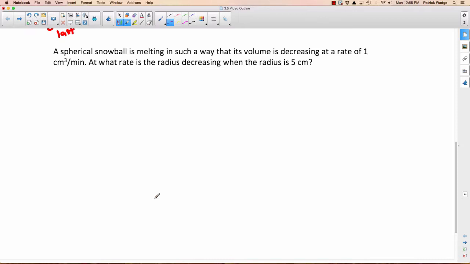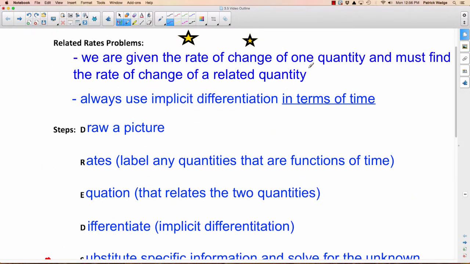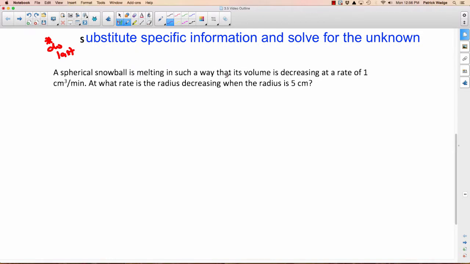So the first one says, a spherical snowball is melting in such a way that its volume is decreasing at a rate of 1 centimeter cubed per minute. At what rate is the radius decreasing when the radius is 5 centimeters? Okay, so remember, all these questions, they're looking at two things where we're given the rate of change of one quantity and must find the rate of change of another one. So what are the two quantities, first of all?